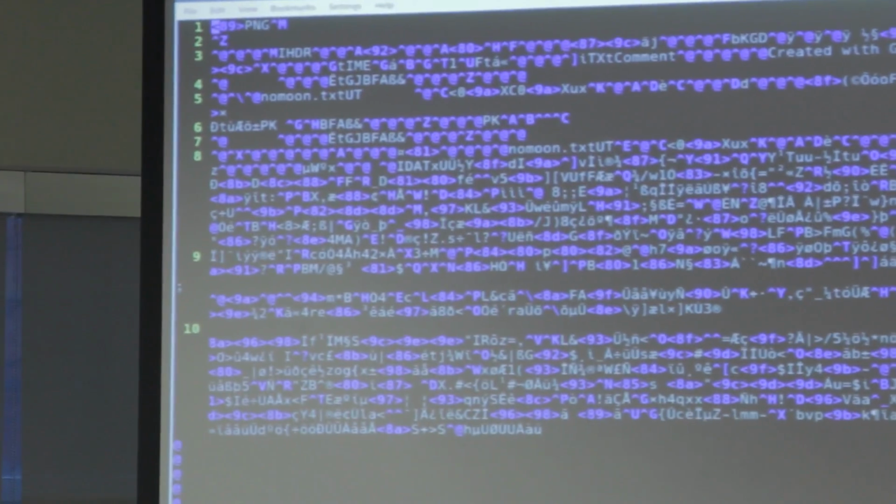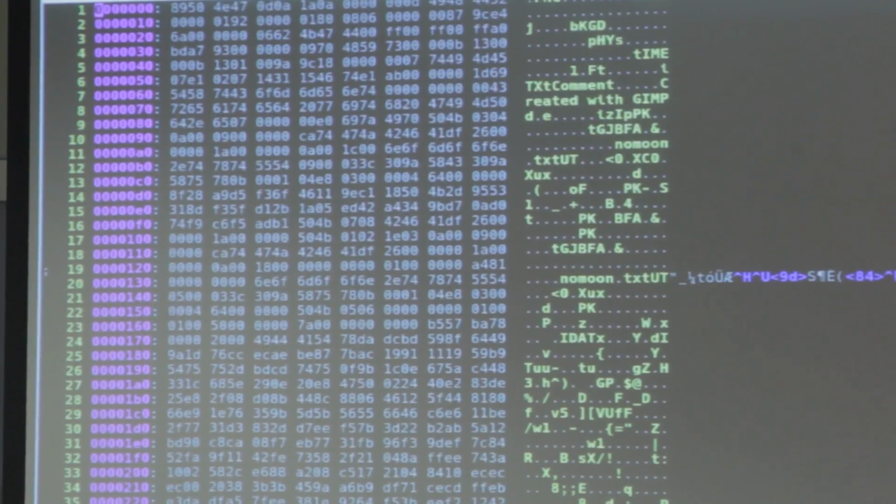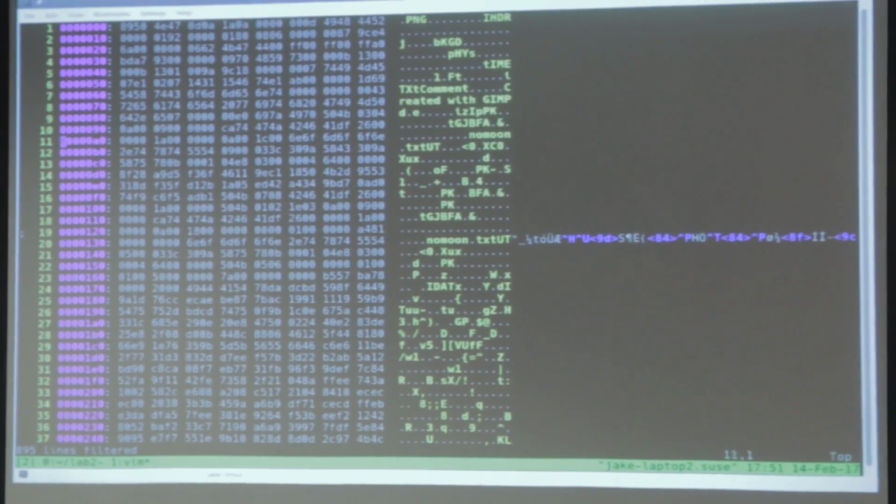So this is the file you were given. We'll put it in a hex mode. That seems to have not quite worked. That's interesting.